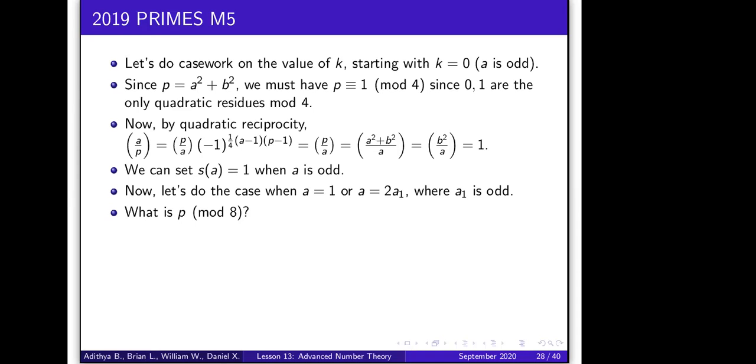So can someone say in the chat what P has to be mod 8 in this case? Remember that A is divisible by 2, but not divisible by 4. So that means A is 2 mod 4.